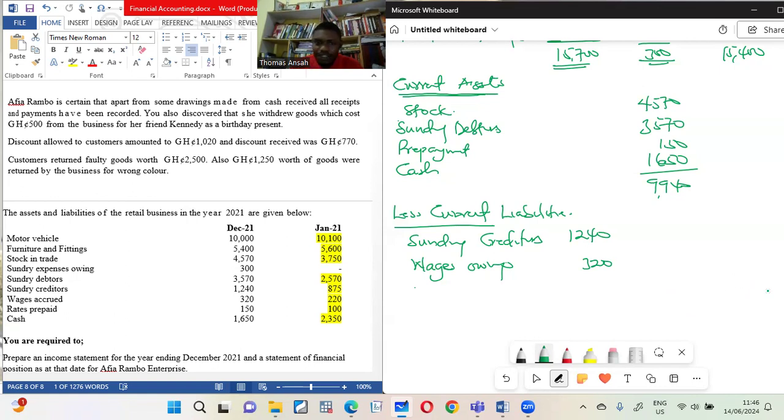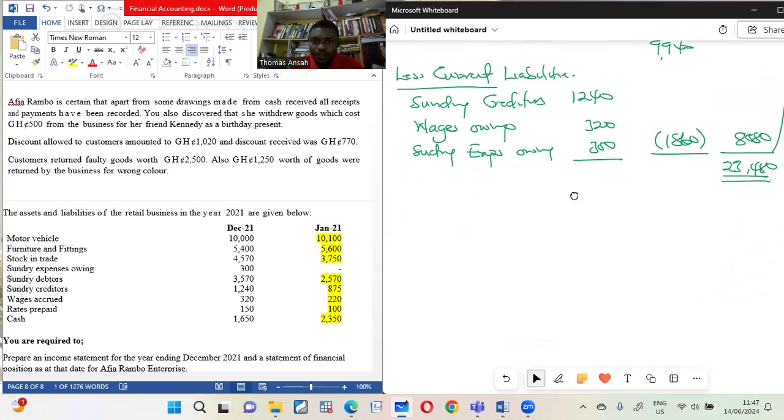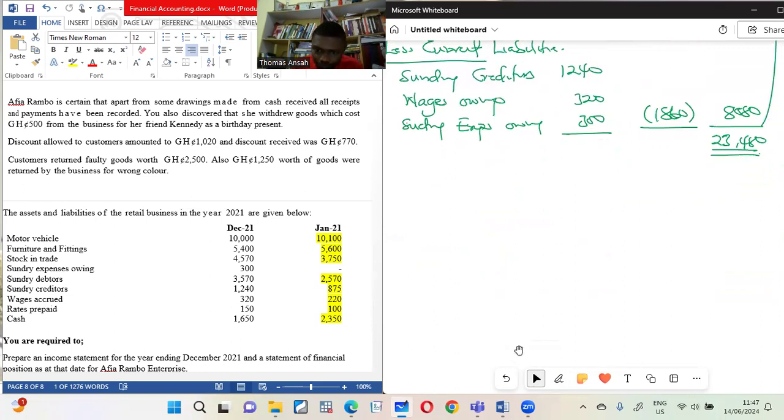So what will my balancing figure be? That should be equal to my statement of affairs if I had done it for the closing figures. So if I now add it to my 15,400, it gives me 23,480, and that should be my balancing answer. Yes. So it's like I've done a statement of affairs.